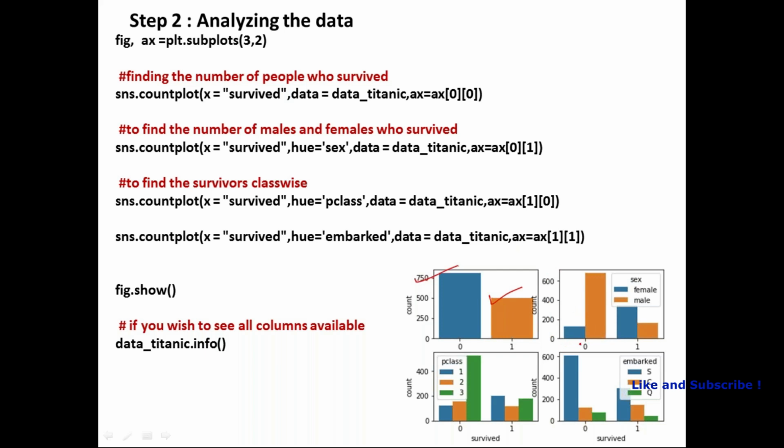Of the people who did not survive, 0 is who did not survive, 1 who survived. So the second one is sex-wise data. You will see a blue color they've used for female, and orange color they've used for male. The colors have been picked randomly. If you see, over 600 men died and around maybe 100 women died.